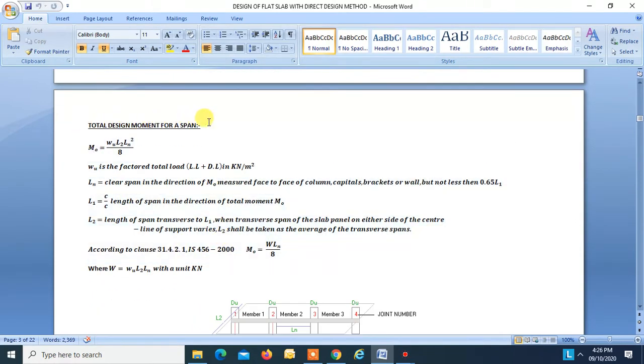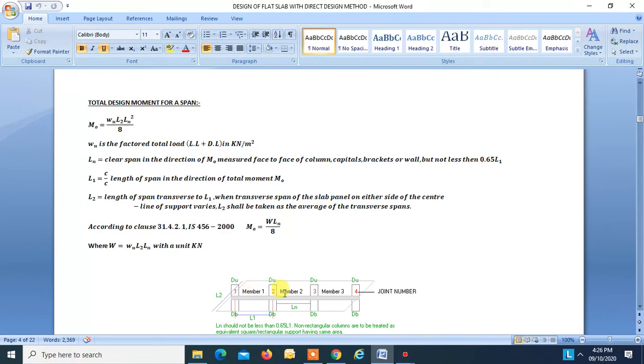Total design moment of a span. Suppose we have three spans, then each span will have a total design moment, that is M0. So M0 is equal to W L2 Ln square by 8, where W is the factored total load, that is live load plus dead load, in kilonewton per meter square. Ln is the clear span in the direction of M0, measured face to face of column, capital, bracket or wall, but not less than 0.65 L1.